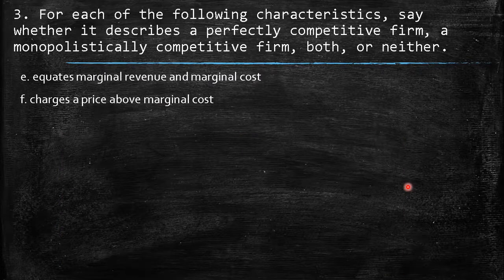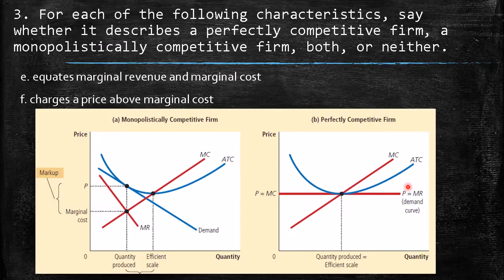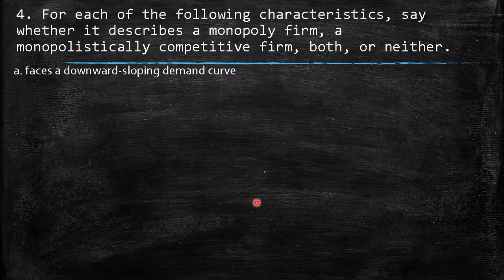So one equates marginal revenue and marginal cost, and the other one charges a price above marginal cost. Again, we can visualize this answer in these two graphs. The first one equates marginal revenue and marginal cost. Here we have the situation where definitely both do. And the last one charges a price above marginal cost. We are talking more about the monopolistically competitive firm, because the perfectly competitive firm charges a price exactly equal to the marginal cost. Then it faces a downward sloping demand.